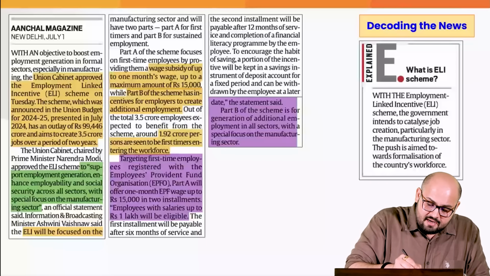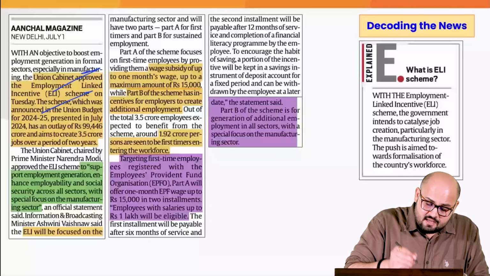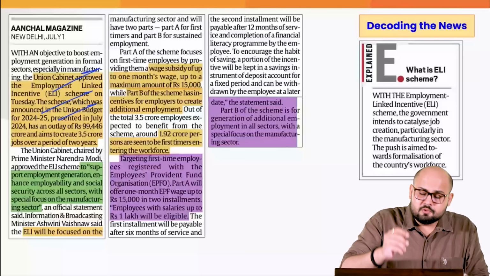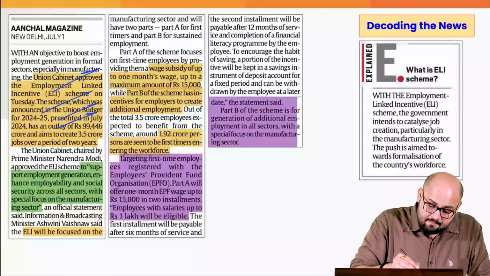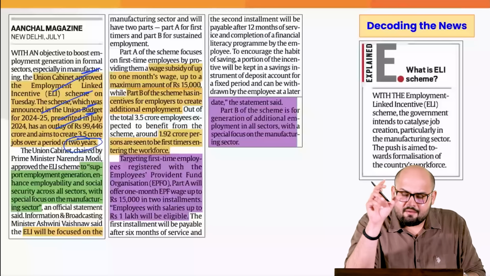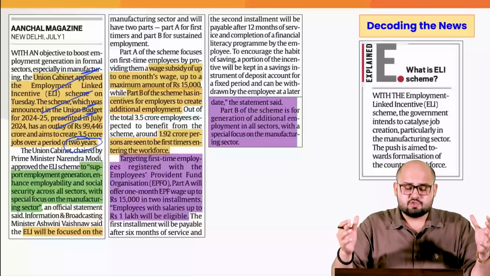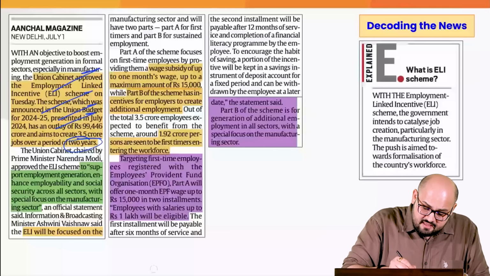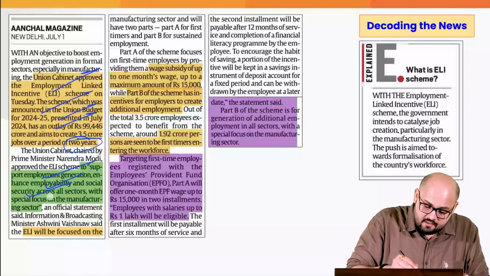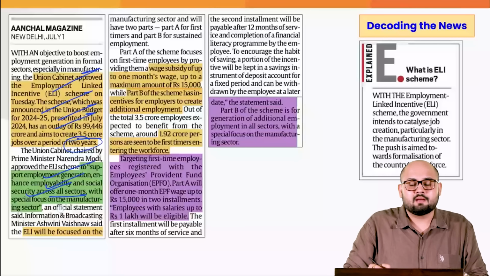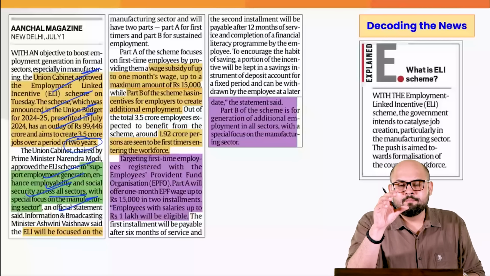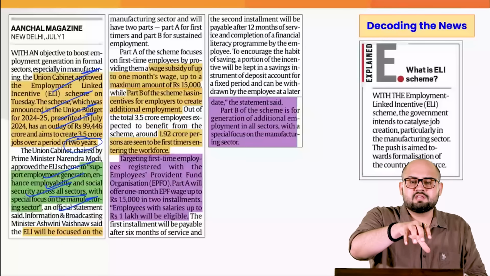The Union Cabinet approved the employment linked incentive scheme on Tuesday. The scheme was announced in Union Budget 24-25, presented in July 2024, has an outlay of almost 99,000 crores and aims to create 3.5 crore jobs over a period of 2 years. So it is laying emphasis upon the creation of more quality jobs, right? And formalizing the overall job structure. The ELI scheme supports employment generation, enhances employability and social security across all sectors with special focus upon manufacturing.